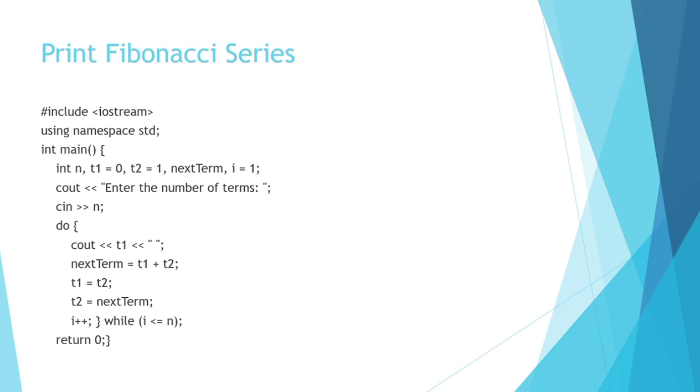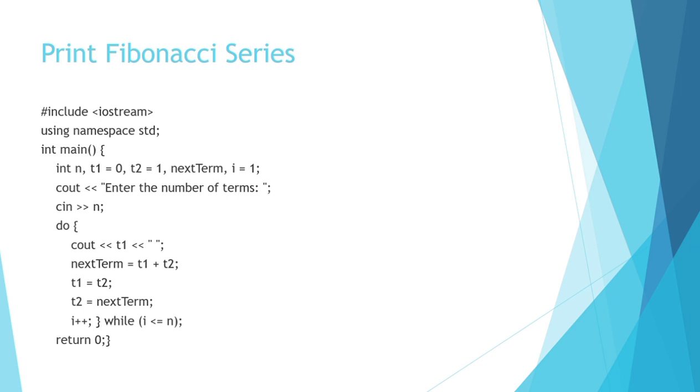I equals 1, initializes the counter variable I to 1, which will keep track of how many terms have been printed so far. Cout enter the number of terms. This line prints a message to the user, asking them to input how many Fibonacci terms they want. Cin n, this line stores the user's input in the variable n.